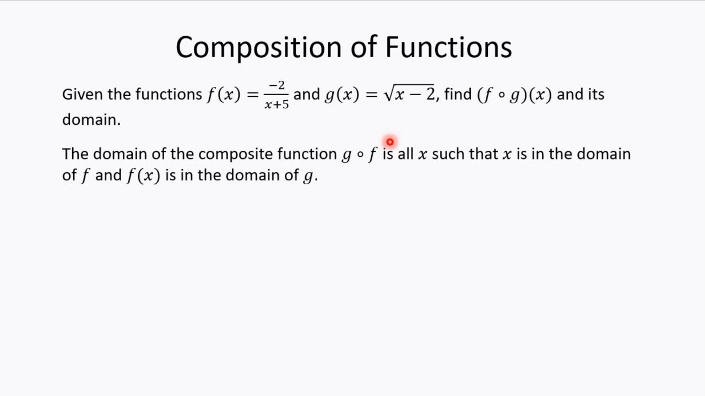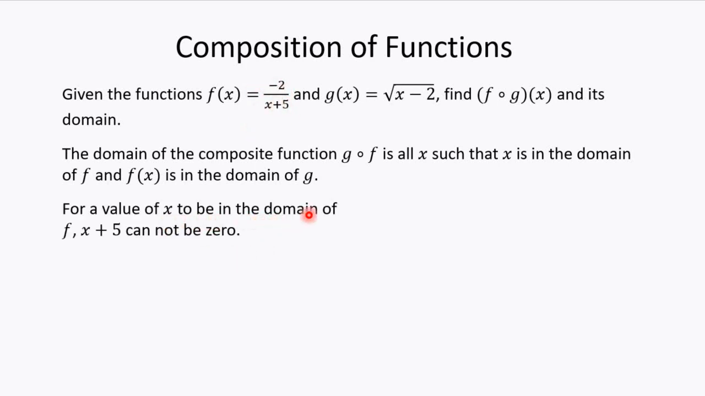So if we're finding the domain of g of f, the first thing we have to do is make sure that x is in the domain of the inside function f. So we have to make sure that we know the domain of f. For a value of x to be in the domain of f, x plus 5 cannot be 0. We know we can write that as just x plus 5 is not equal to 0. This inequality will be a representation of the domain of f. So solving it is just a matter of subtracting 5 from both sides.